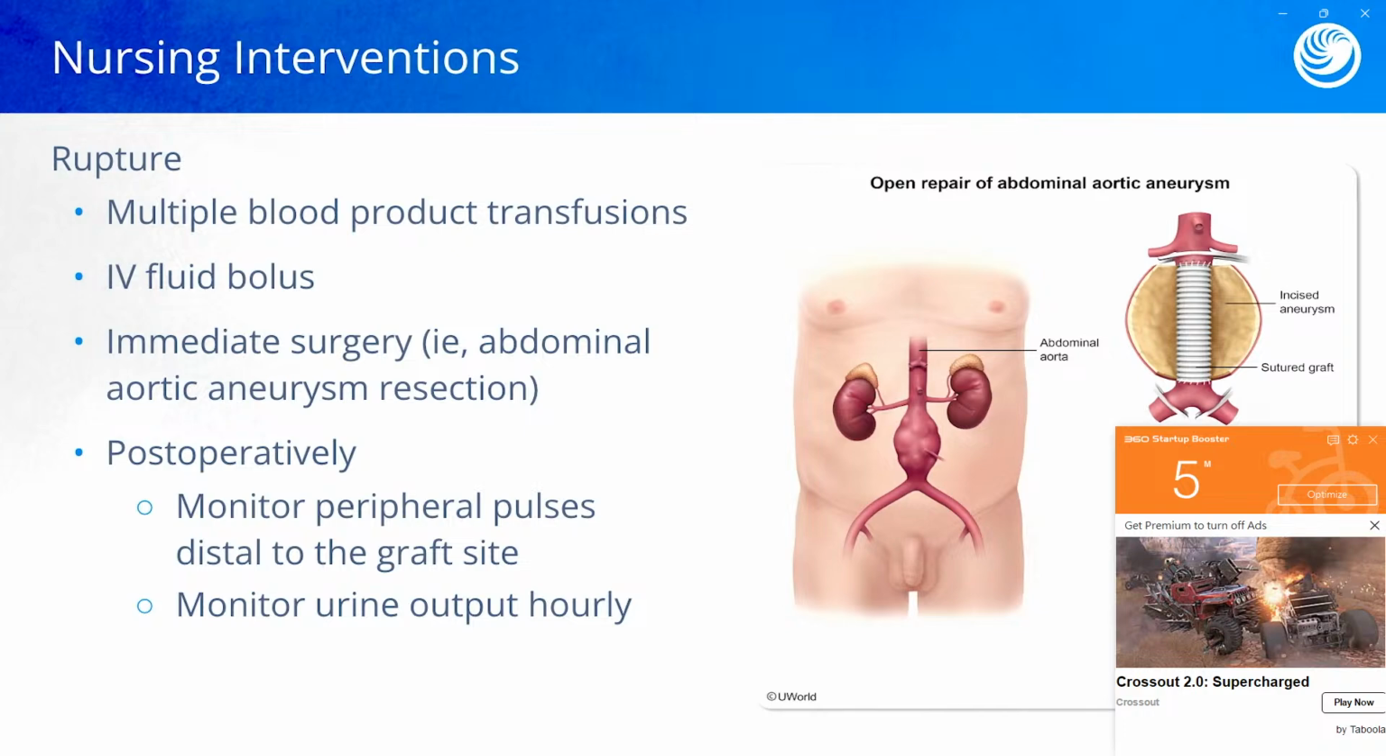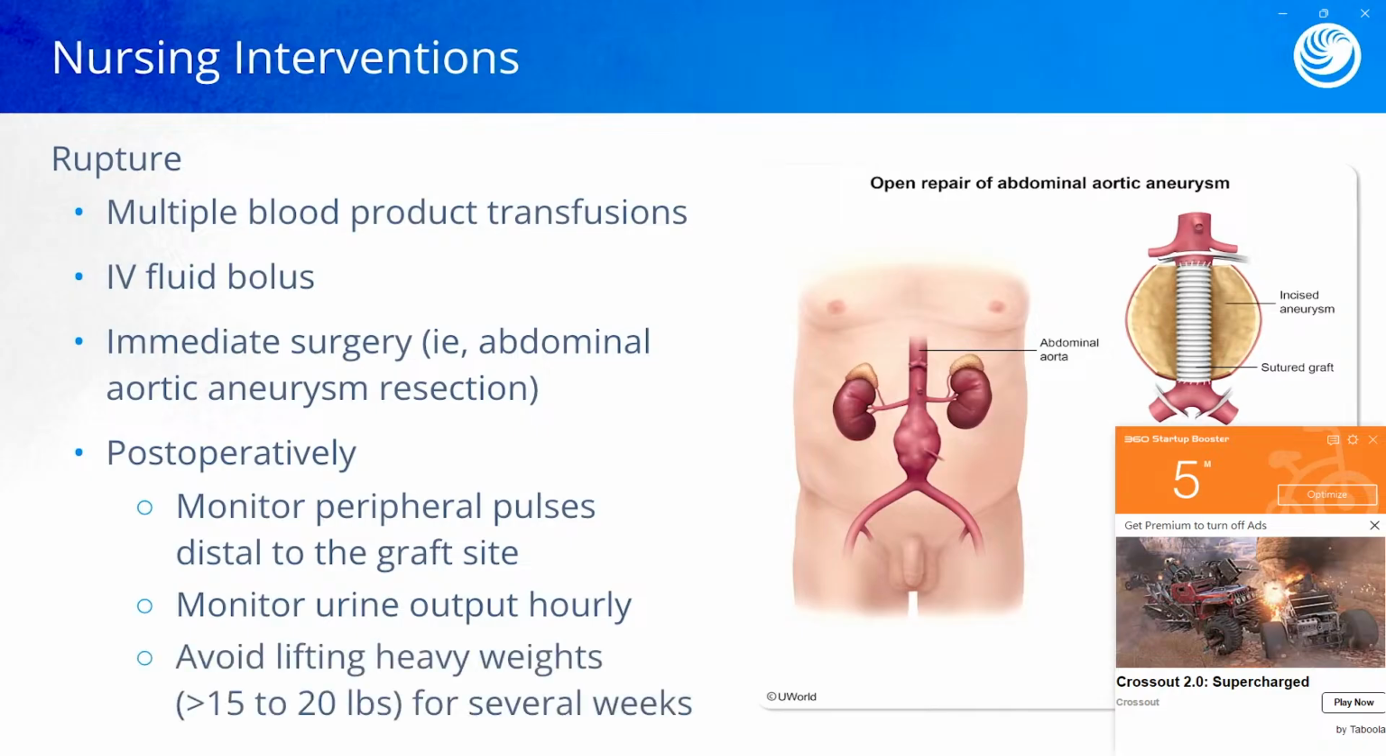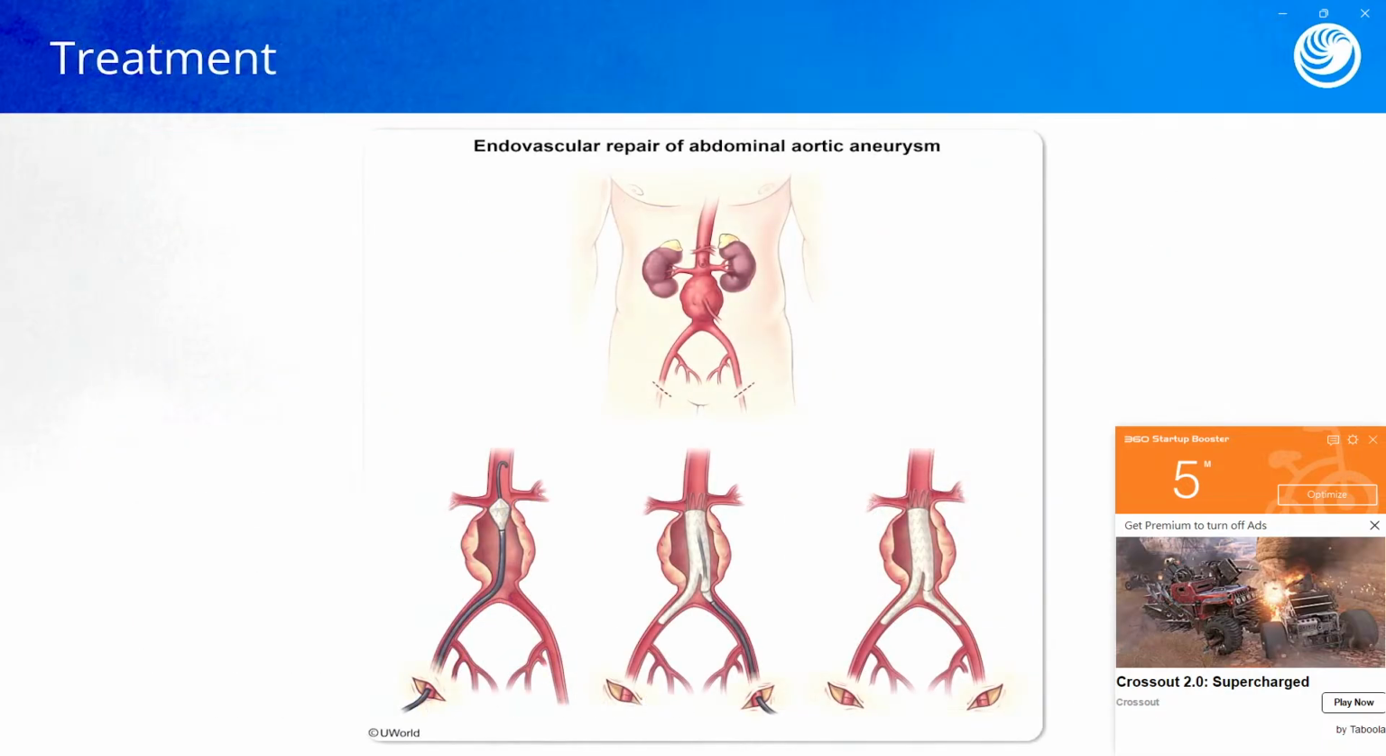Lastly, as clients are recovering, we need to teach them to limit how much they are lifting. Lifting heavy weights can cause re-rupture of the aorta and put them right back where they started. So clients who have a ruptured aneurysm are going to almost always require an open correction of the aneurysm. But if a client has a stable aneurysm that's growing and at risk for rupture, we can also complete an endovascular or closed repair of the aneurysm to prevent it from rupturing.